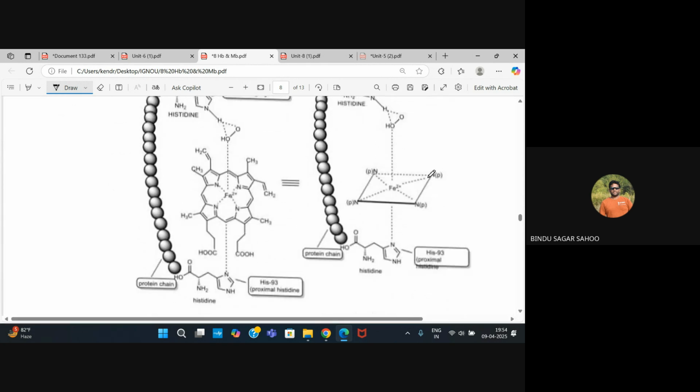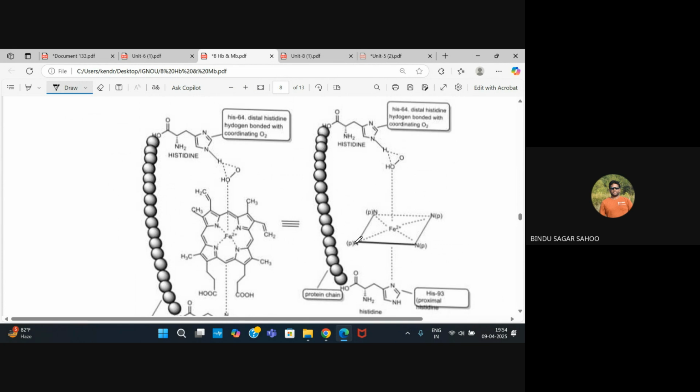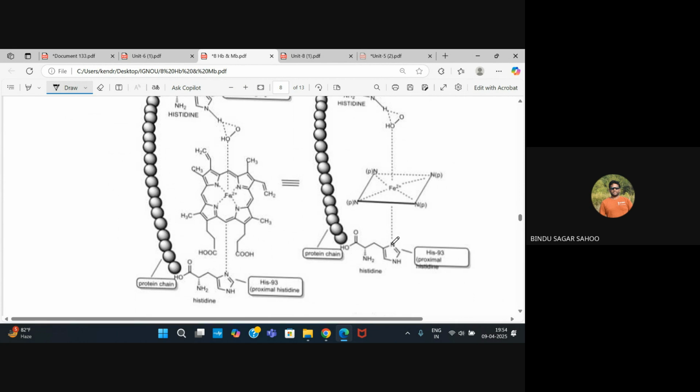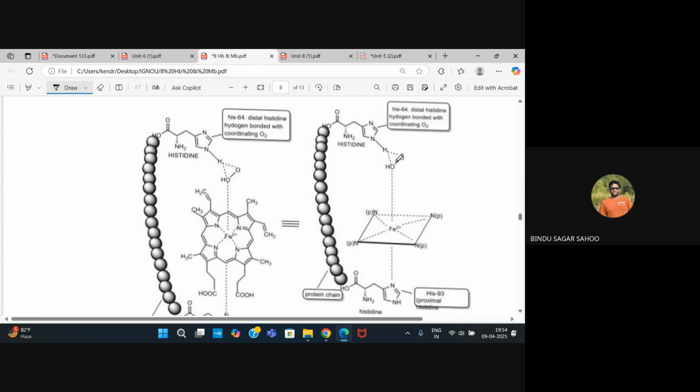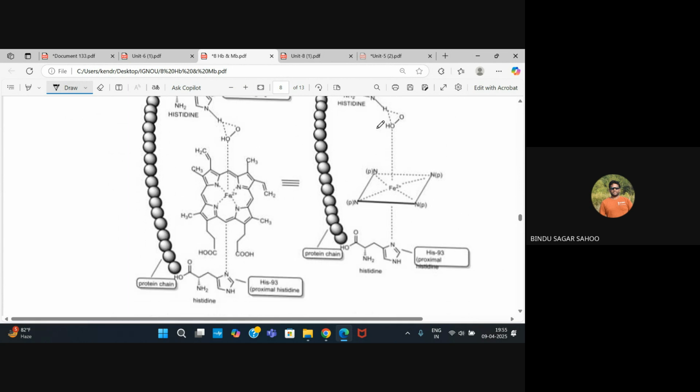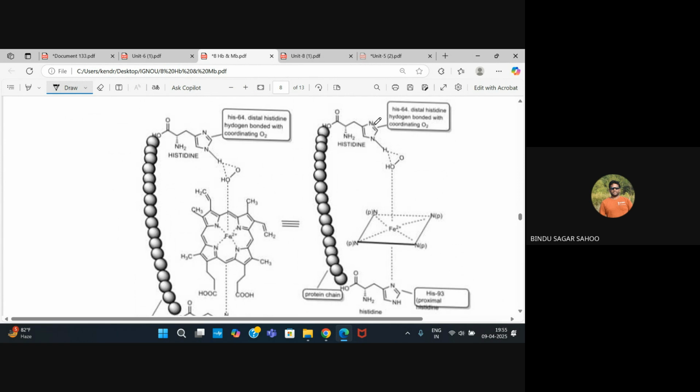This is the structure of one subunit of hemoglobin. Sorry, this is one heme group. It is connected with one oxygen molecule, and on the lower side it is connected with a histidine amino acid. And this oxygen molecule is also connected with a histidine amino acid. So this histidine that is present below the plane is called proximal histidine, and this histidine present on the upper side, through which the oxygen binding occurs, is called distal histidine.